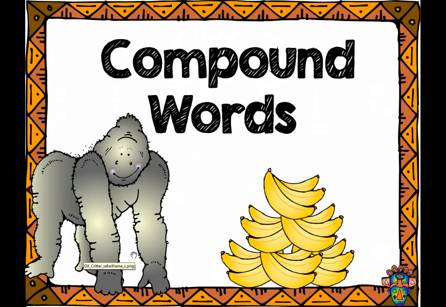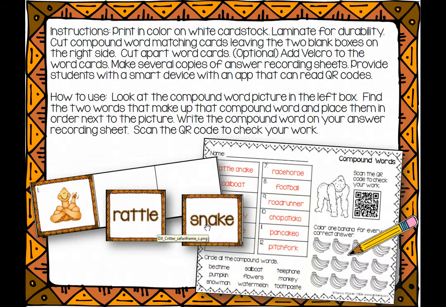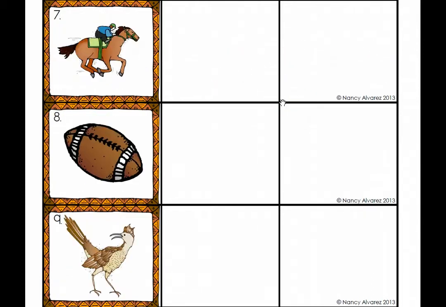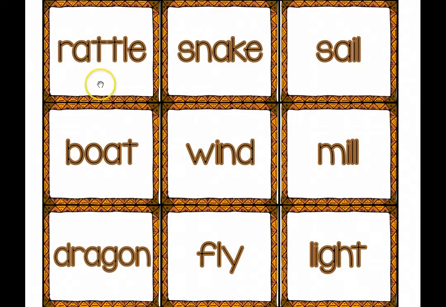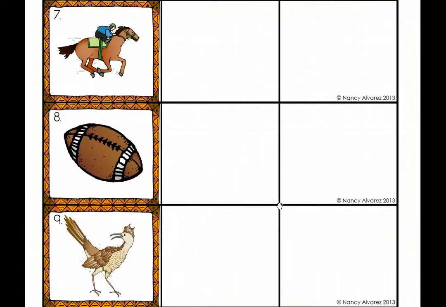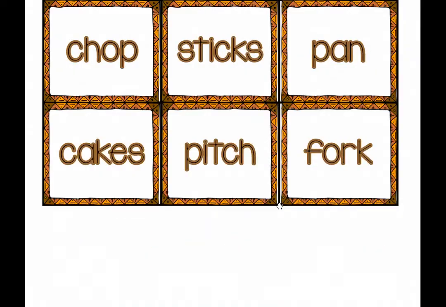The next activity is compound words, and there are 12 different compound words for students to work with. This is what the cards will look like. You will print this out and cut it apart, but you will leave these 2 boxes attached. Then you give them all the words, which you cut out, and they have to find the words, and it will look like this. Let me show you. For example, this one will be rattlesnake, and they'd have to put them in order. You can add Velcro to the back of these if you want to. And then they will write the answers on the answer recording sheet.